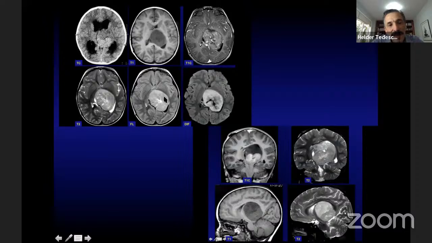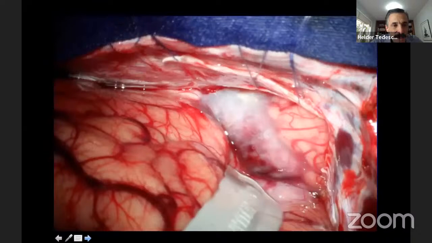This is a primitive neuroectodermal tumor, called medulloepithelioma, in a 3-year-old child. And I saw that the tumor had displaced all the structures here. So I thought that the tumor would probably make my way. And also I could have better control of this tumor rather than going through the sulcus here on the surface, because I would just dive inside the tumor with no control of the bleeding. So this is what we got.